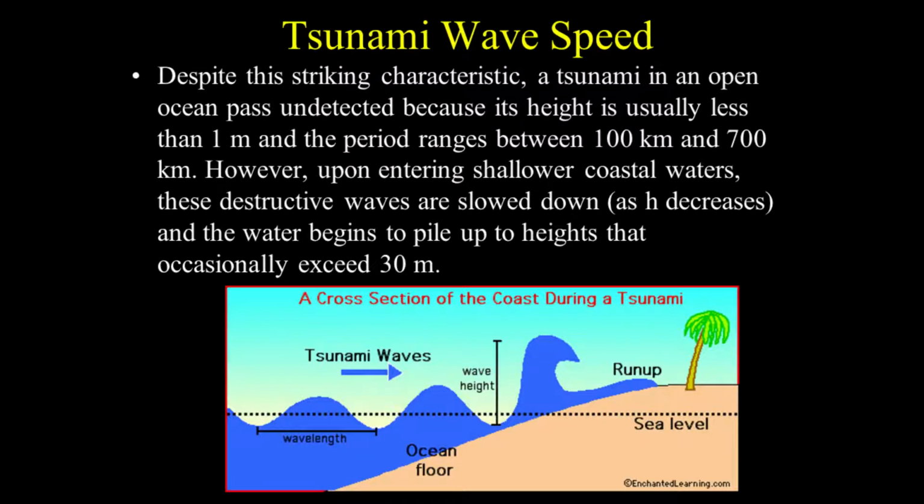So, despite this striking characteristic, a tsunami in an open ocean passes undetected because its height is usually less than 1 meter, and the wavelength ranges between 100 kilometers and 700 kilometers. However, upon entering shallower coastal waters, these destructive waves are slowed down because the water depth decreases, and the water begins to pile up to heights that occasionally exceed 30 meters.